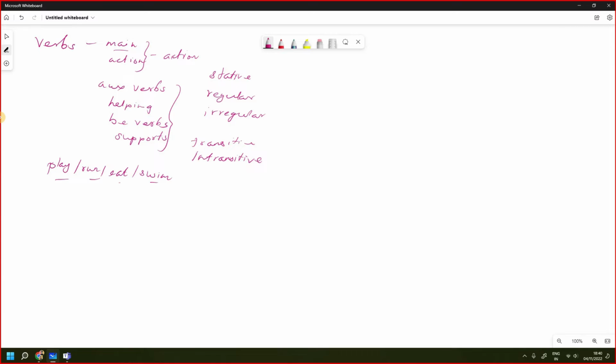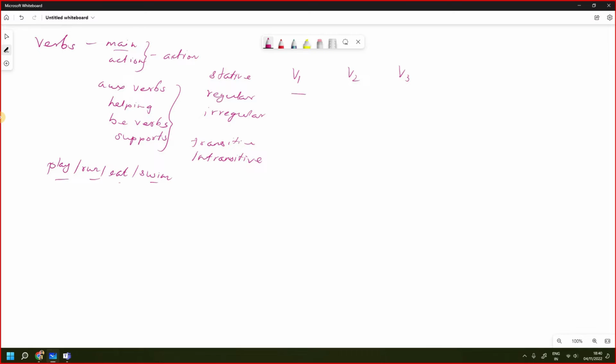So we'll have to know about the different forms of verbs now. When it comes to forms of verbs, we have three. We'll simply call them V1, V2, and V3. This is nothing but the first form of verb, the second form of verb, and the third form of verb. When we talk about the first form of verb, we'll take the same example.